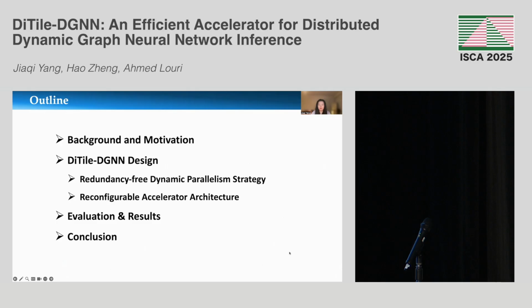Here is the outline of my talk. I will first introduce the motivation behind this work. Then I will present our proposed DiTile-DGNN design, including our redundancy-free parallelism strategy and the reconfigurable accelerator architecture. I will follow with my evaluation results and end with key conclusions.